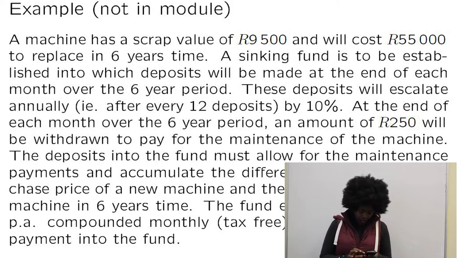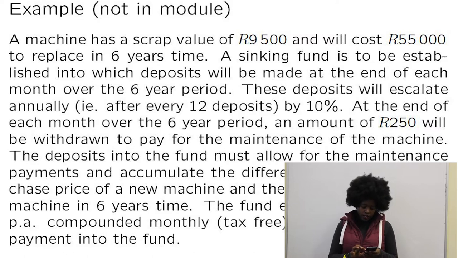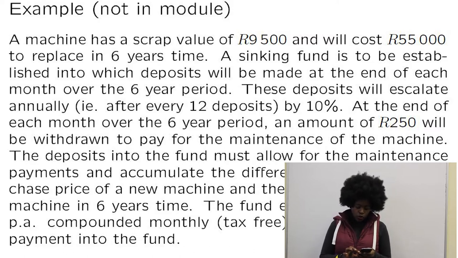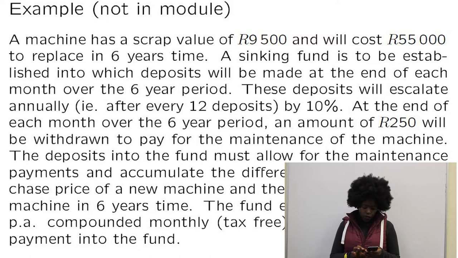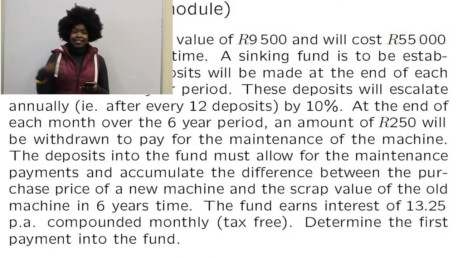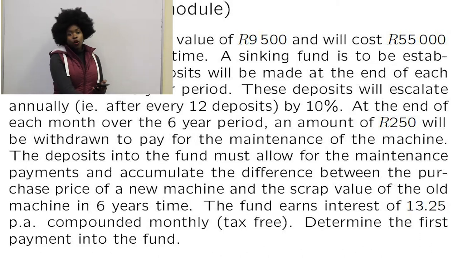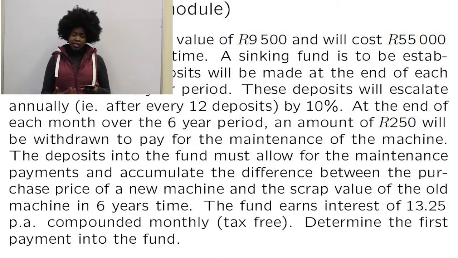Okay, and then at the end of each month over the 6 year period, an amount of 250 will be withdrawn to pay for the maintenance of the machine. While we raise money for the machine, at the same time we withdraw 250 a month for the whole 6 year period, because we must maintain the machine we still use.